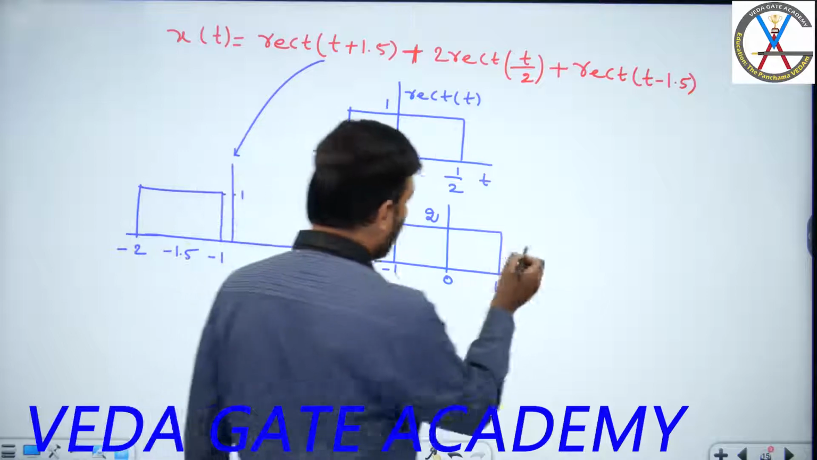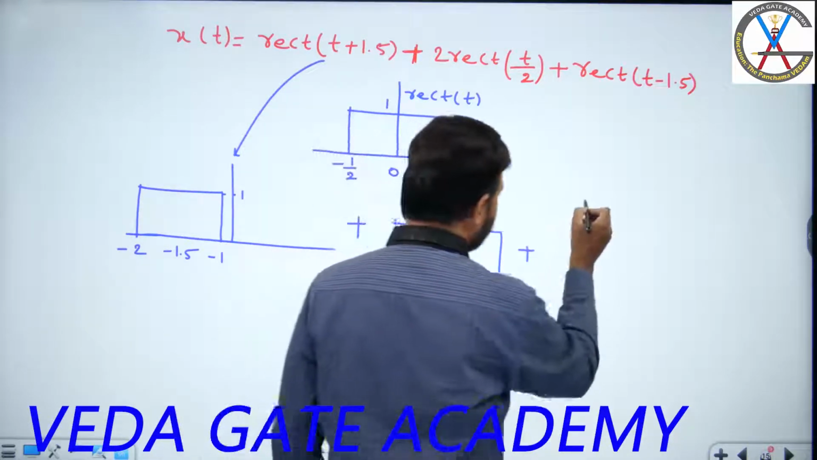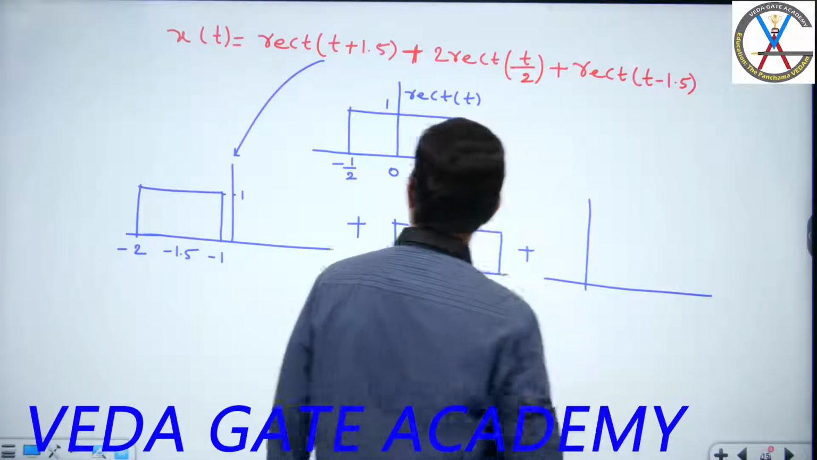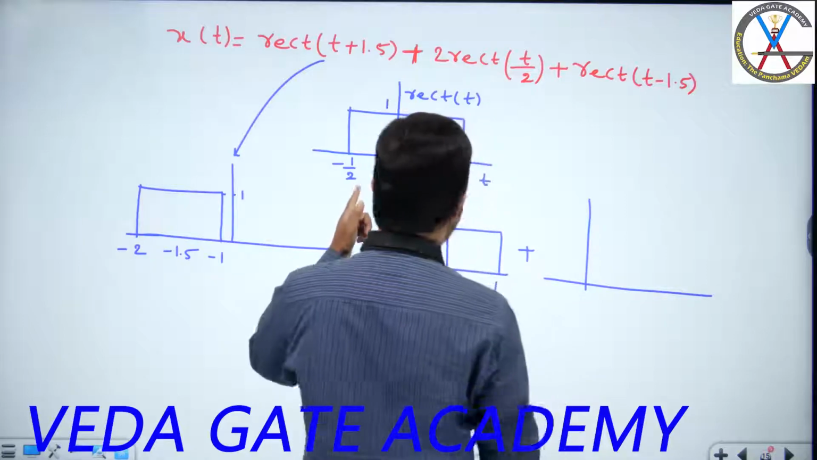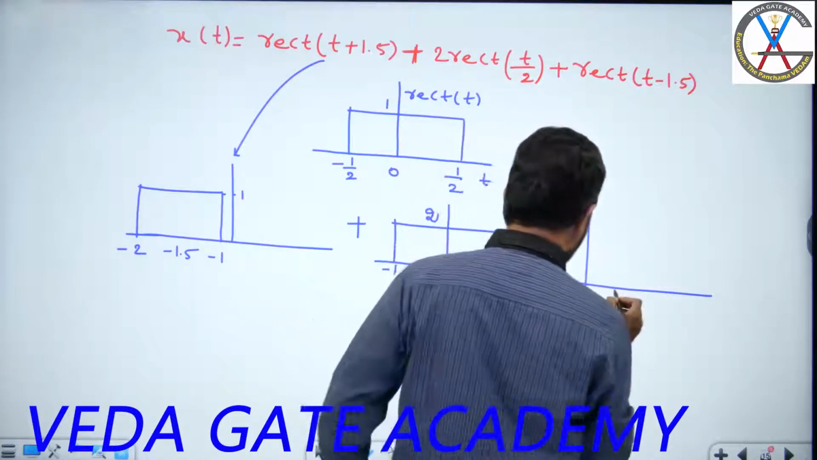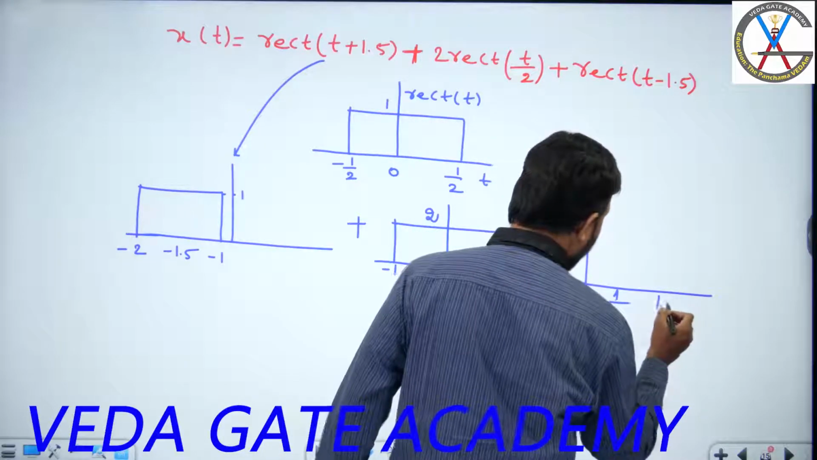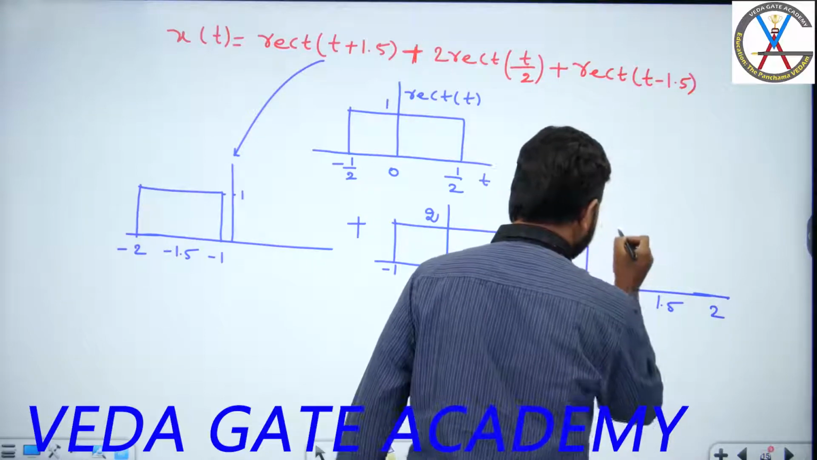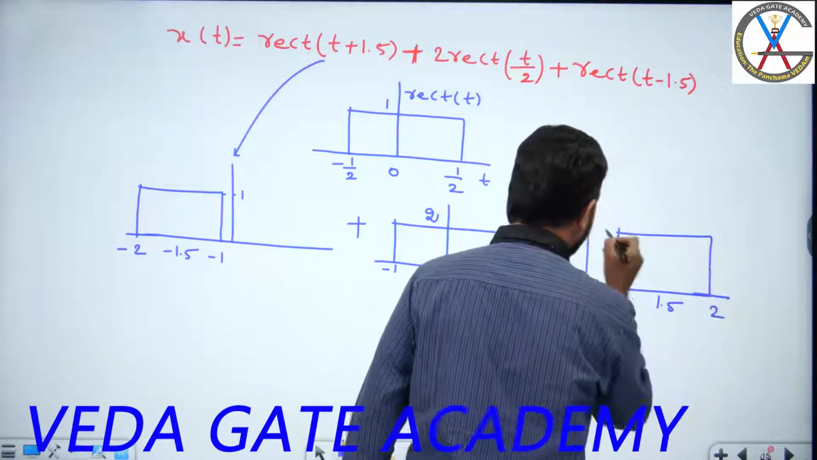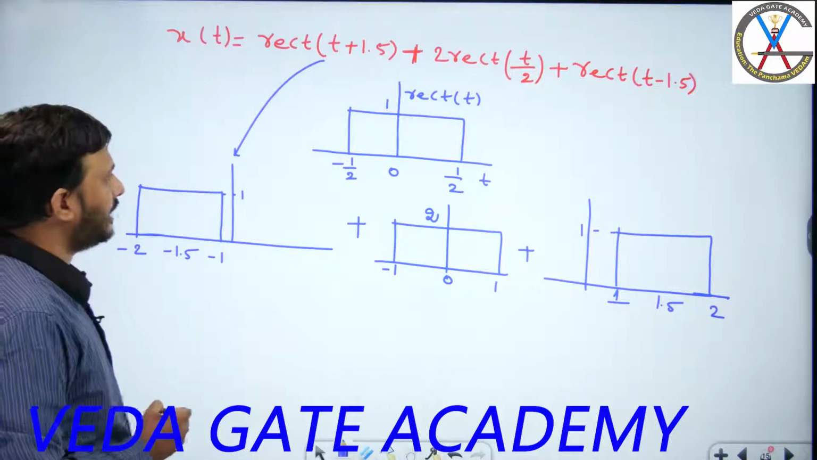Plus, to this, what we have to add? Rect(t - 1.5). So simply shift this rect(t) right by 1.5 units. This will go to 1, this will go to 1.5, and this will go to 2, with an amplitude of 1. Right? Now we have these, let's add.